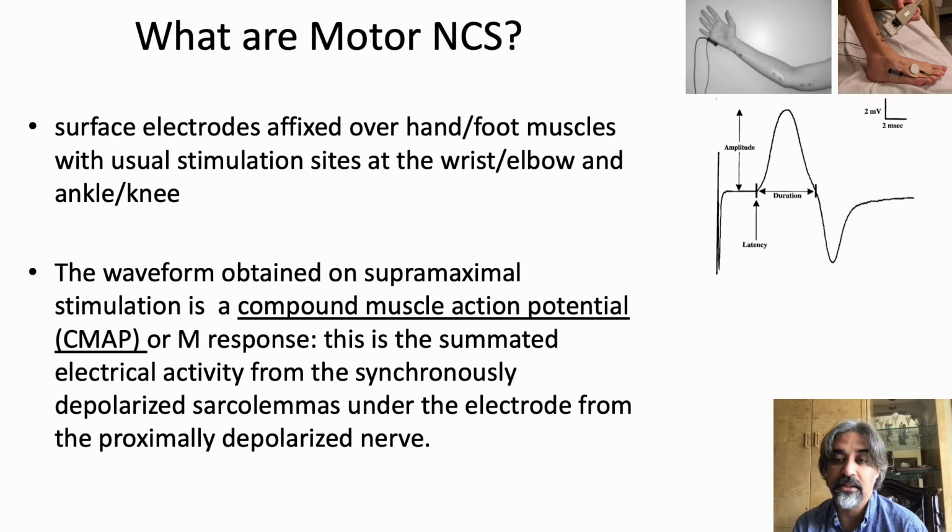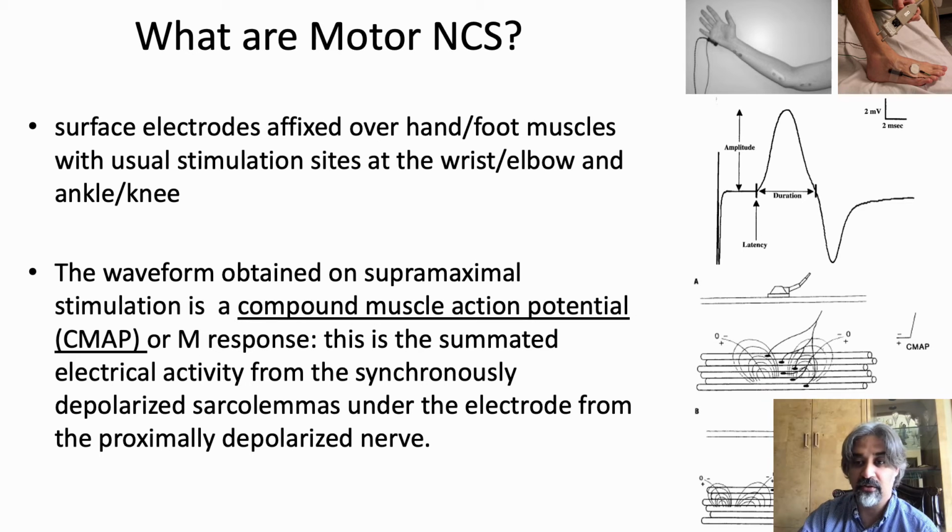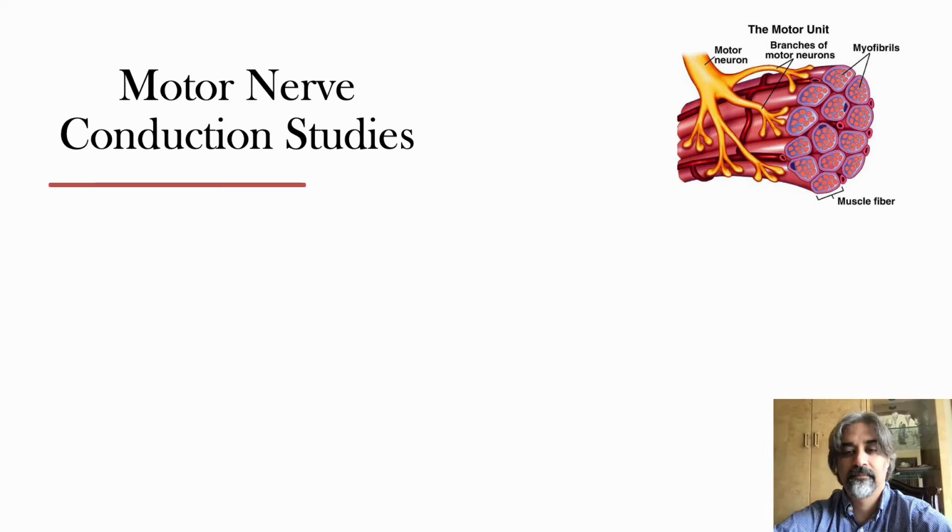The evoked response is called a compound muscle action potential. This is the summated electrical activity from the synchronously depolarized sarcolemmas under the electrode from the proximally depolarized nerve. Here we see the surface electrode directly over the motor point. It's picking up negative extracellular voltages, which propagate towards the tendons and away from the electrodes. This results in the up and then down going waveform.